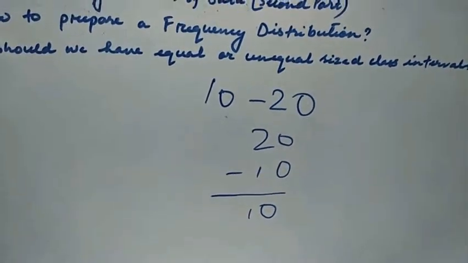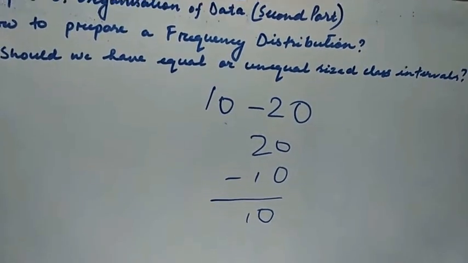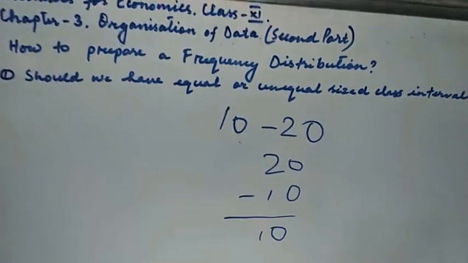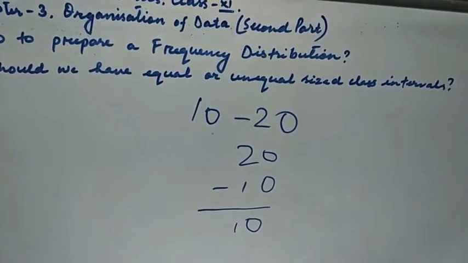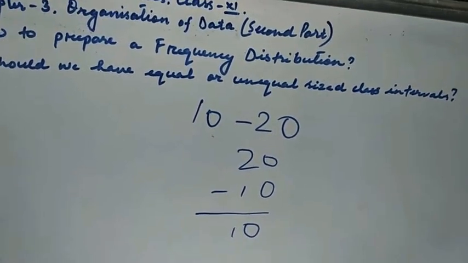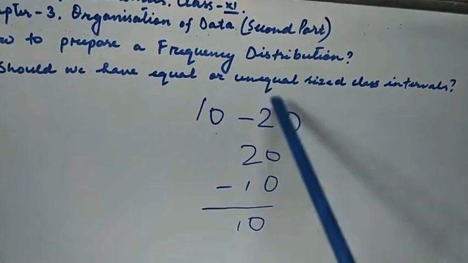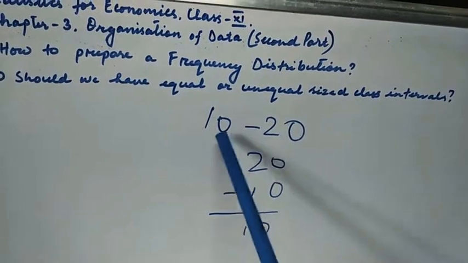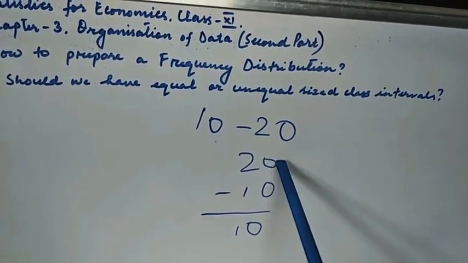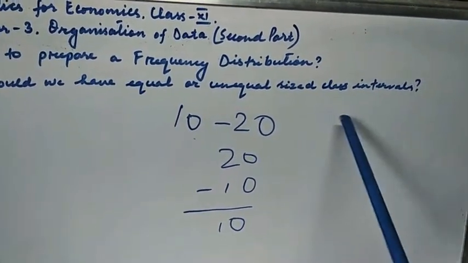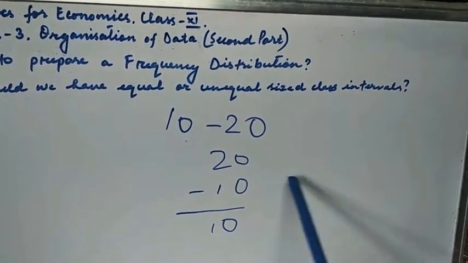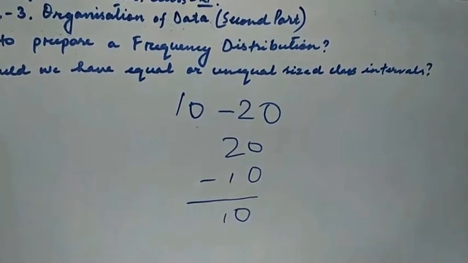The first one is the case of unequal size intervals. The first one is when we have data on income. Don't forget, when we have data on income, we use unequal size intervals, not equal ones like this. So this is equal: 10 to 20, 20 to 30, 30 to 40. But unequal would mean 10 to 20, 25 to 30, 35 to 40, 40 to 50, like this.